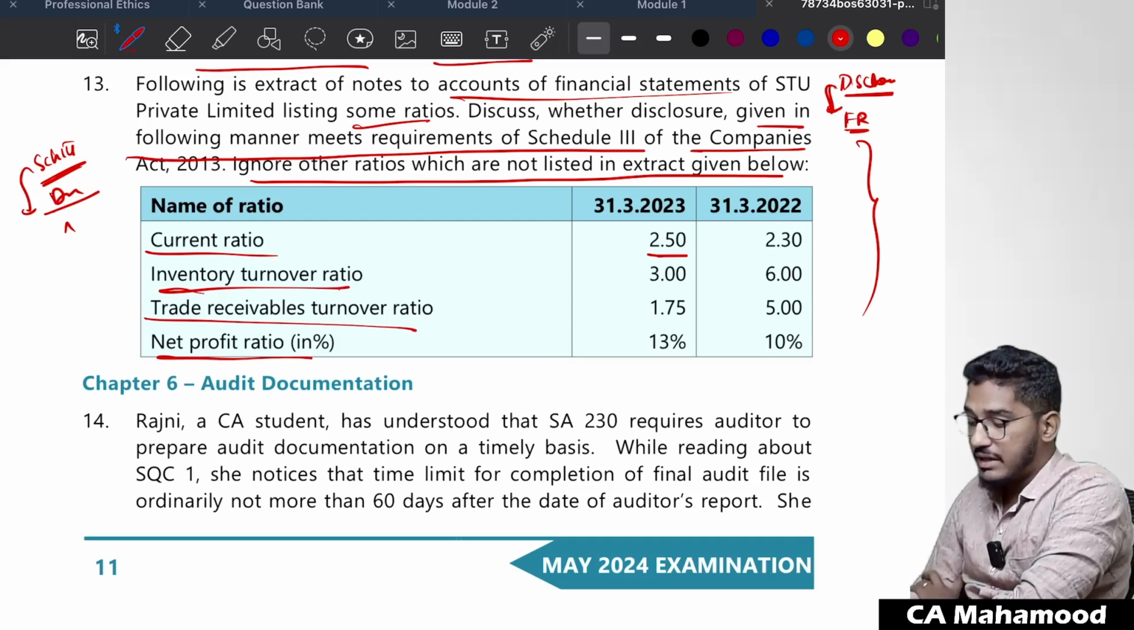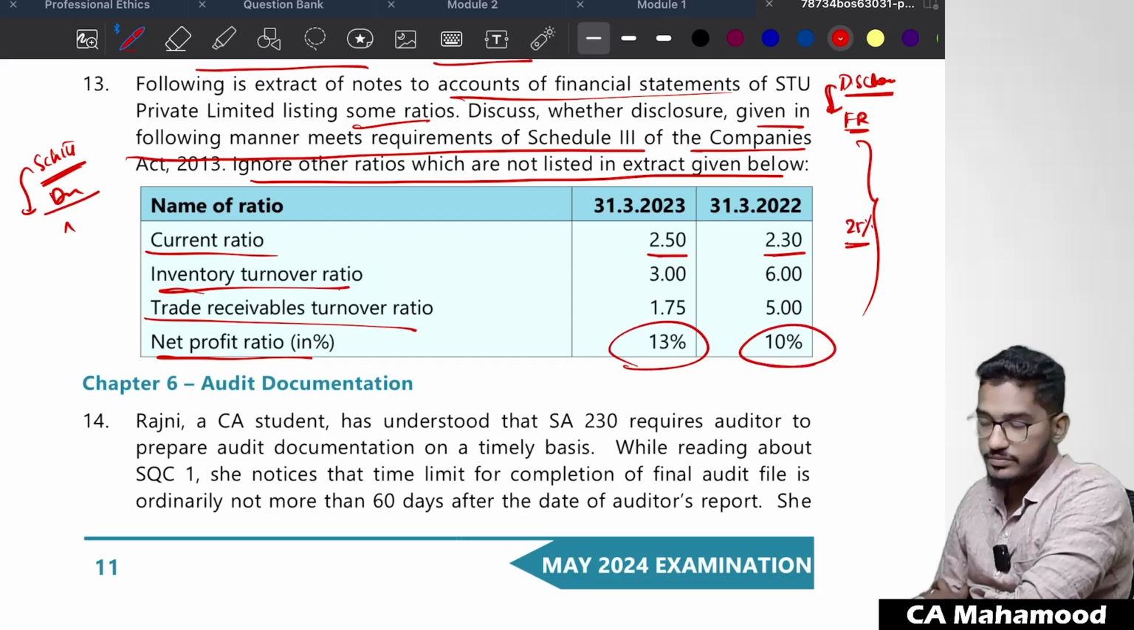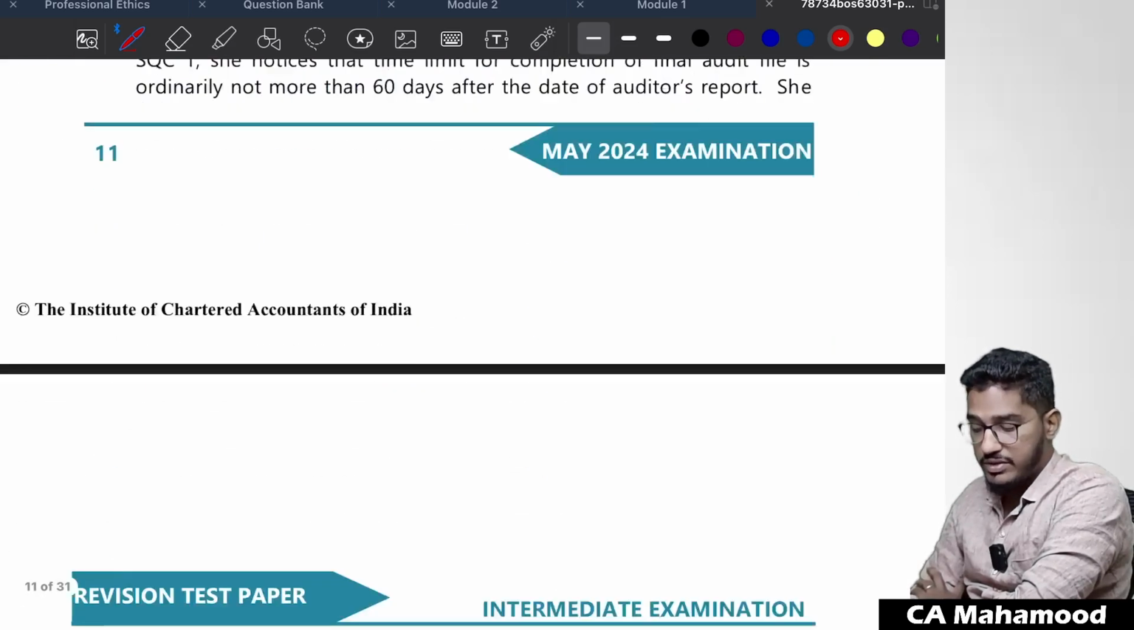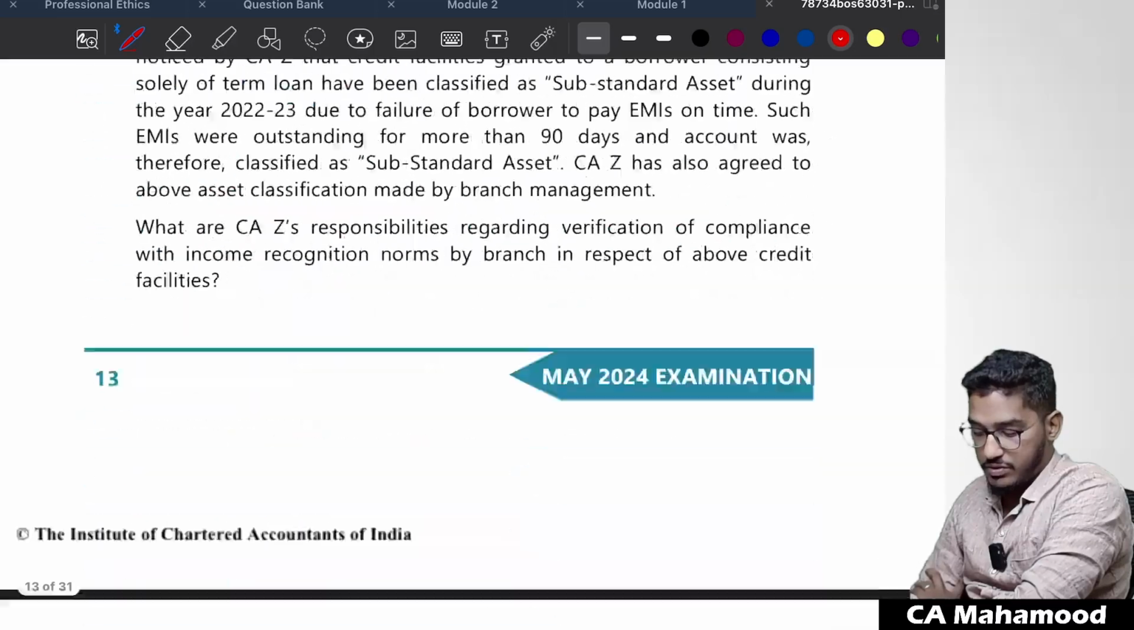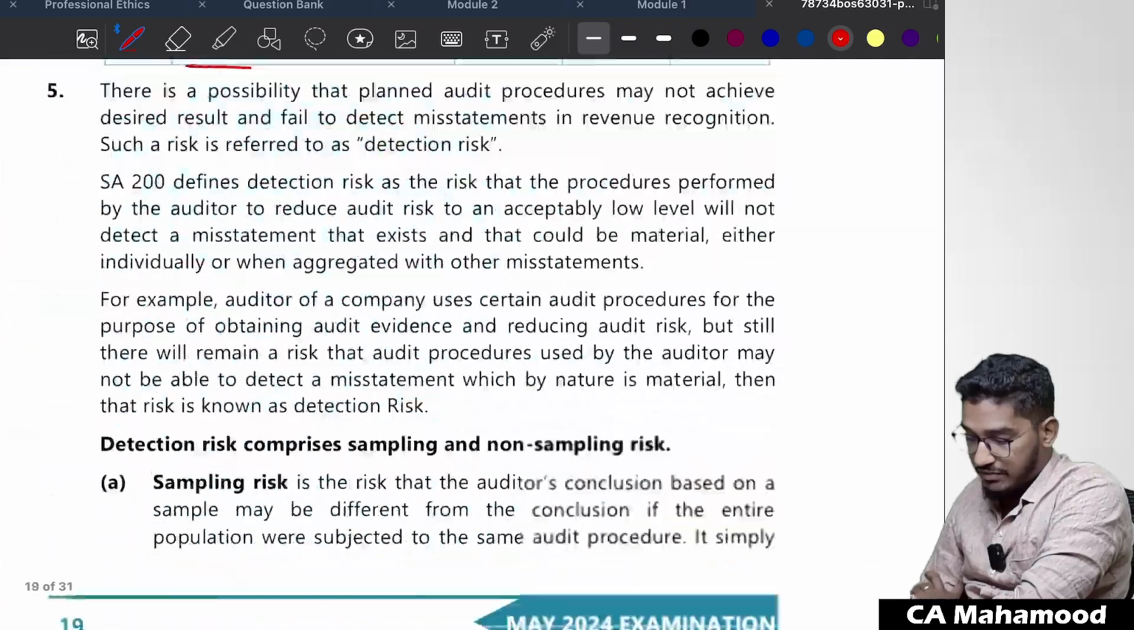And also they say that if there is a discrepancy in the ratios, when you do year on year comparison, if there is 25% or more difference in the ratios, explanation also has to be offered. If the difference in the ratio is more than 25%, then you have to offer the explanation also. Then you have to highlight that deviation also.